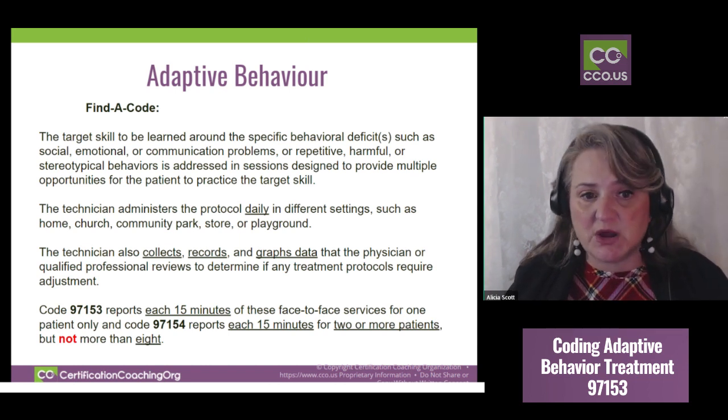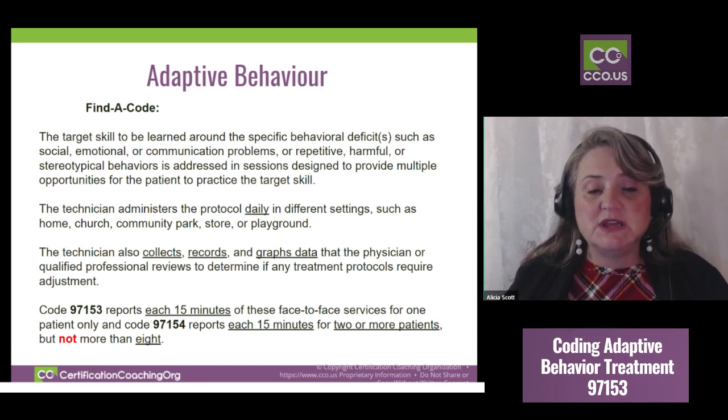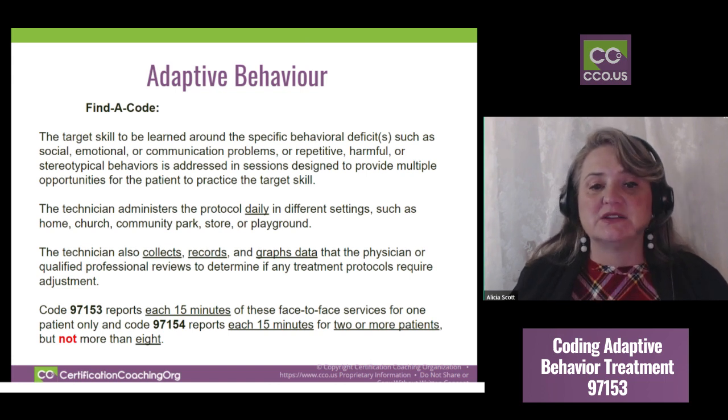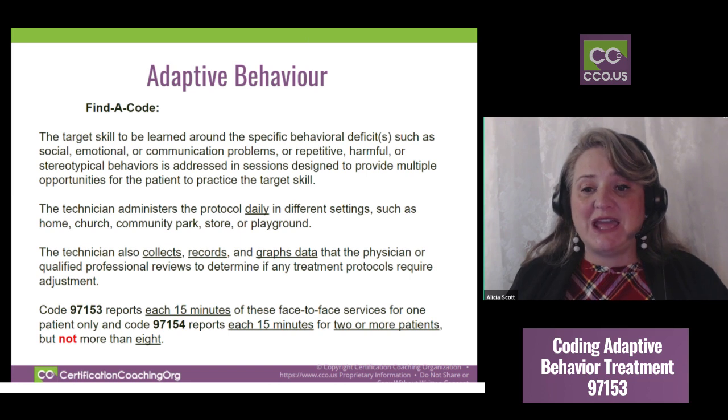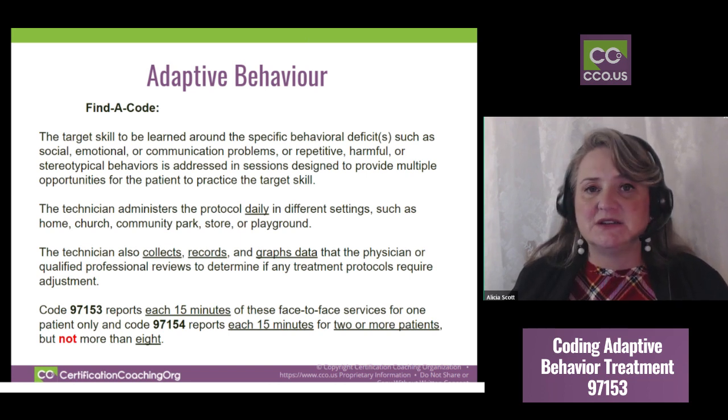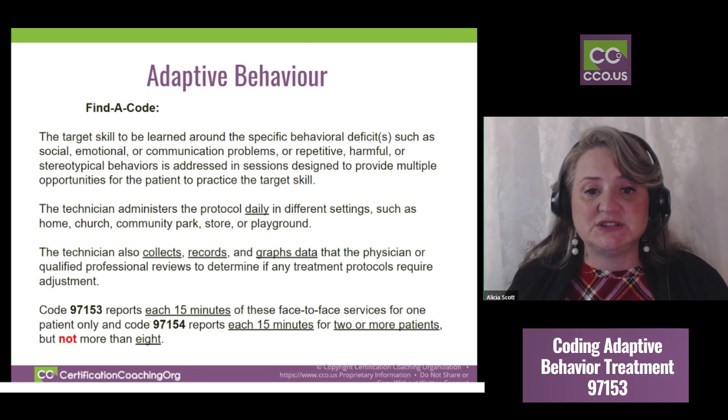But note, if you use 97153, you report each 15 minutes of the face-to-face service for one patient only, and code 97154 reports each 15 minutes for two or more patients, but not more than eight. Okay, so that is important. 97154, you can have up to eight patients, but not more than eight. Then it's going to change into a different code.